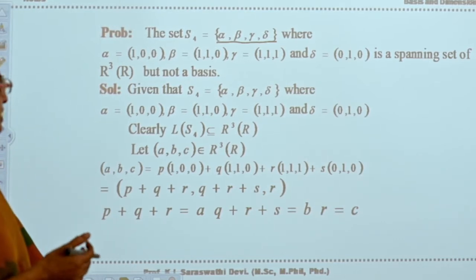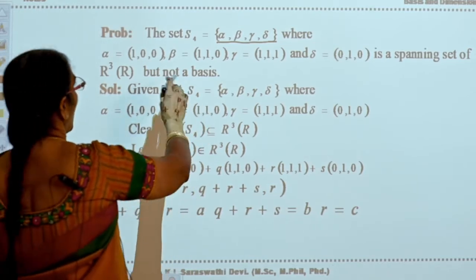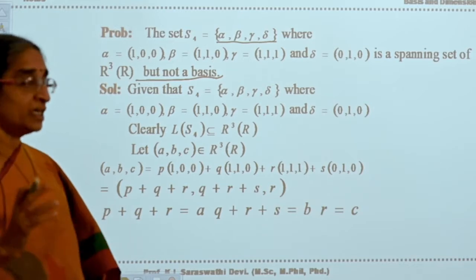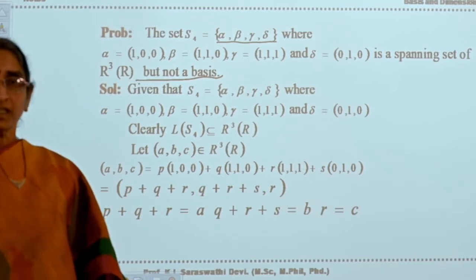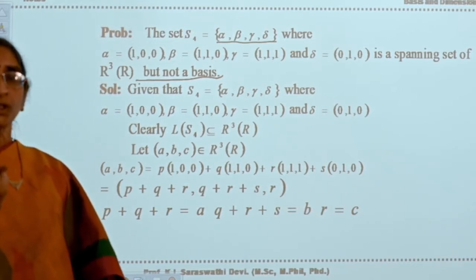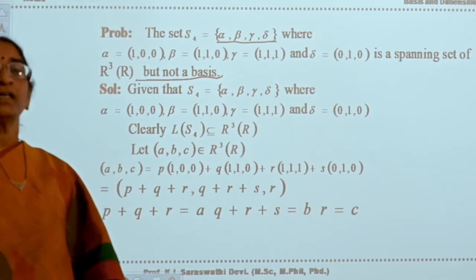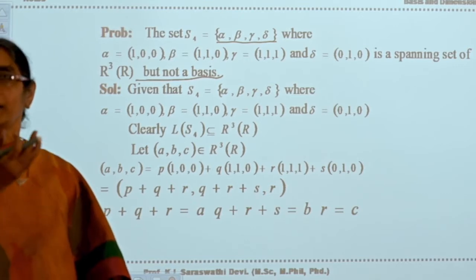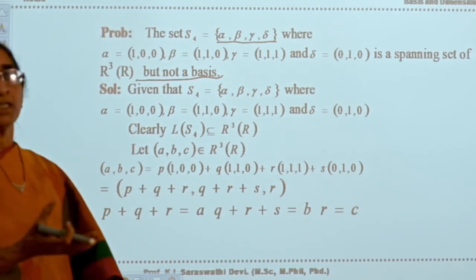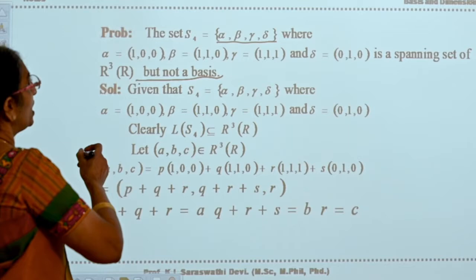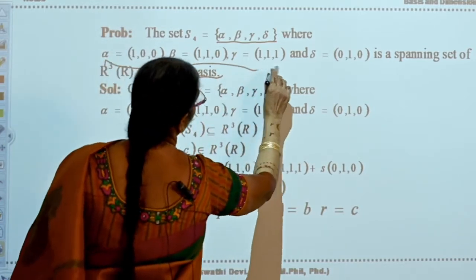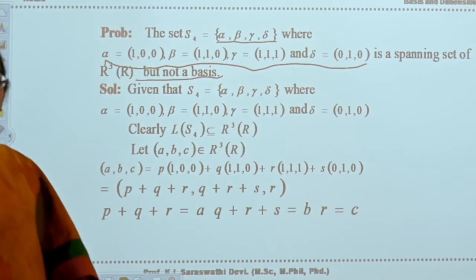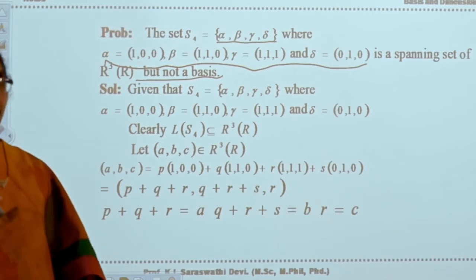Here, what is given to you? It is a spanning set but not a basis. What do you have to say if it is a basis? You have to show that it is linearly independent and it is a spanning set. Given that it is a spanning set and it is not a basis, you have to prove that the set of elements α, β, γ, δ is not linearly independent. That means it is linearly dependent.